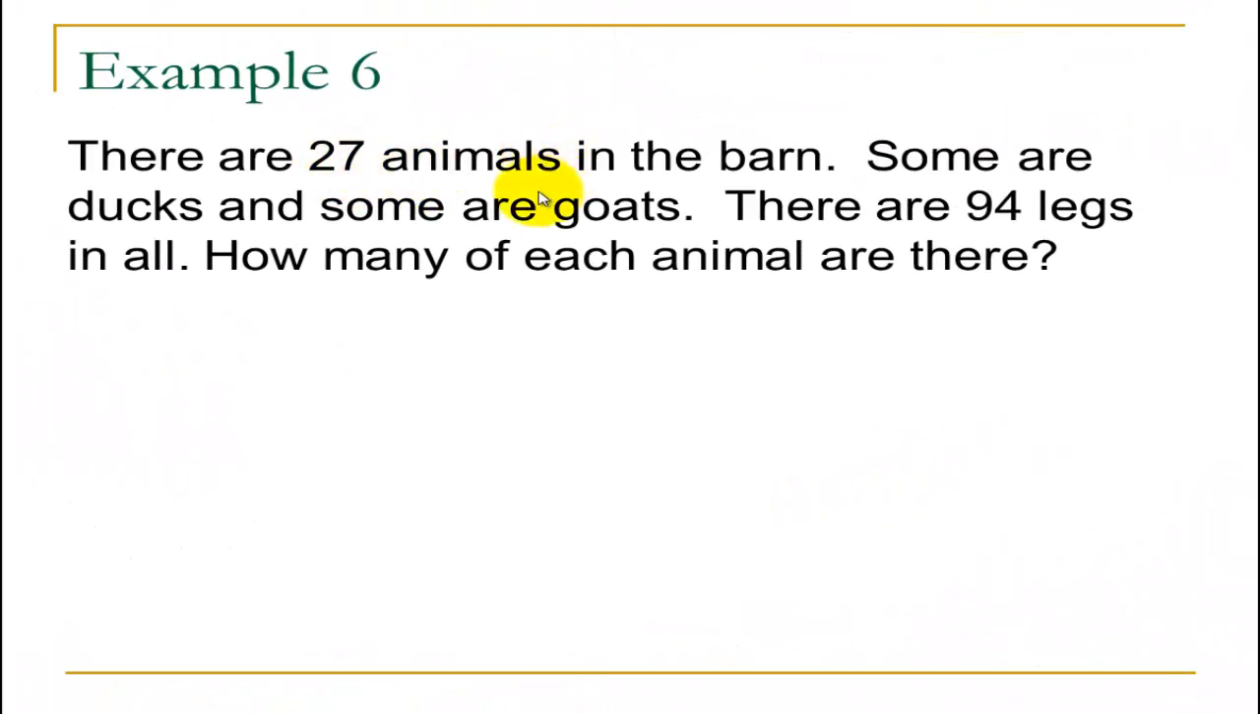We have 27 animals in the barn. Some are ducks and some are goats. We have 94 legs in all. So how many of each animal are there? Alright, I need you to pause the video and try to set up your system.